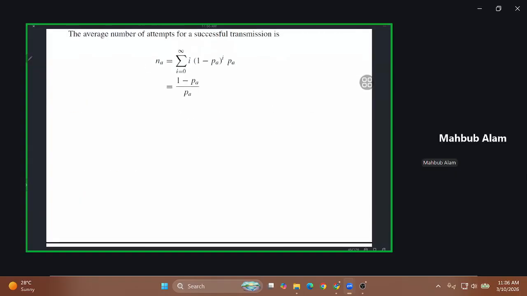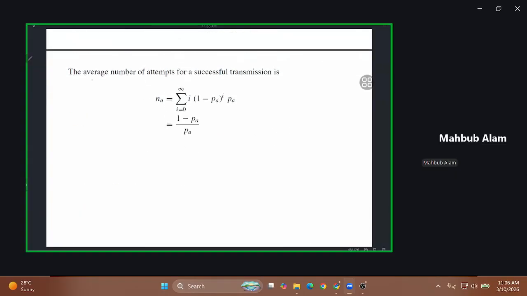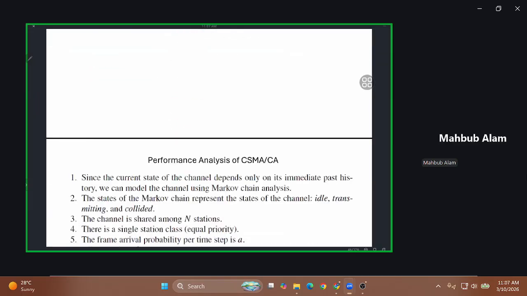Then they calculated the delay, actually the average number of attempts per successful transmission. So how many collisions a station will experience before it starts the transmission successfully. It is geometrically distributed, and since it is the average number of failed attempts before a success, the average will be (1 minus p) by p, as we discussed in the class.